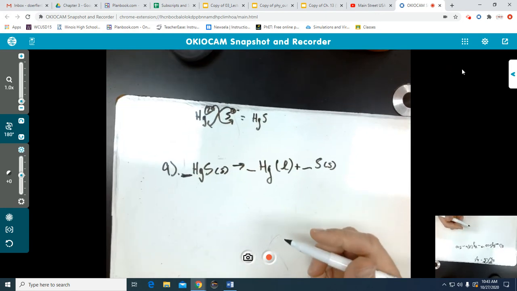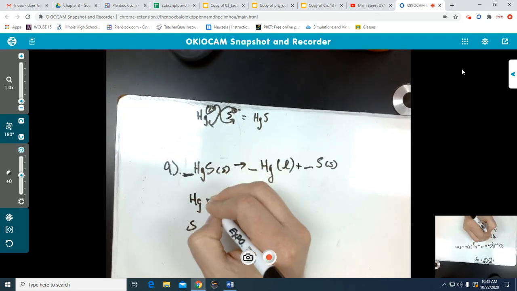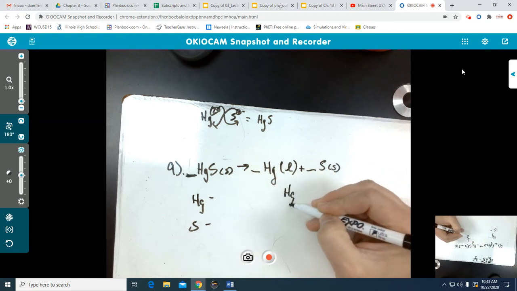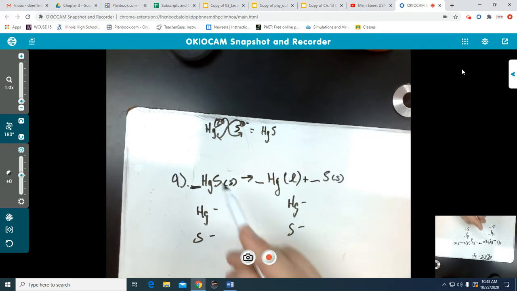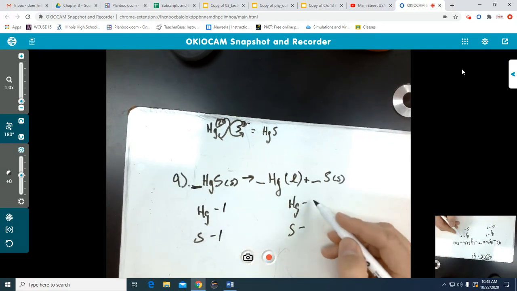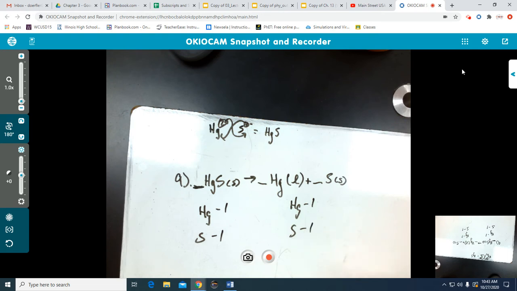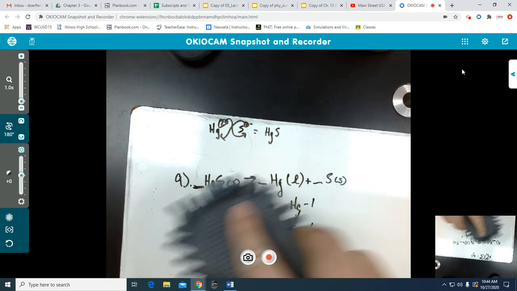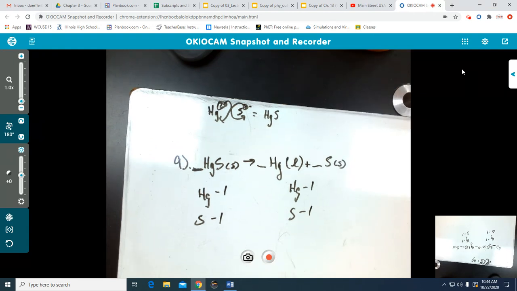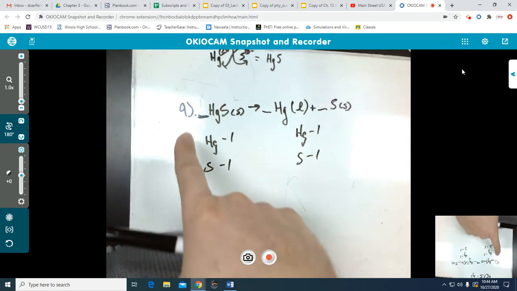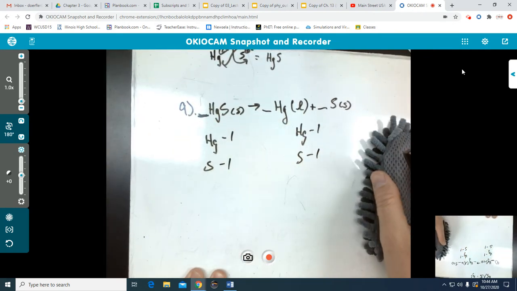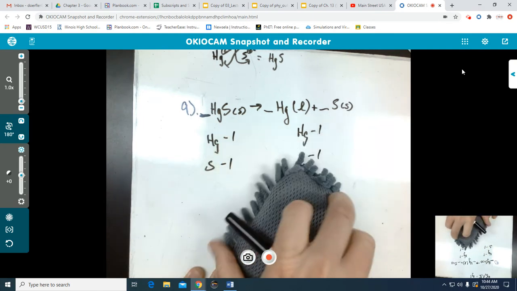Okay, so let's list what we have. We've got mercury and sulfur on the reactant, and we have mercury and sulfur on the product, which is good. There's nothing jumping out at us that's not supposed to be there. We have 1 mercury, 1 sulfur on the reactant, 1 mercury and 1 sulfur on the product. Do we have to do anything? No, we do not. Just by simply writing out the equation, we are done with A. No balancing needed, but we still have it appropriate in terms of what the reaction would look like. That's a decomposition reaction.